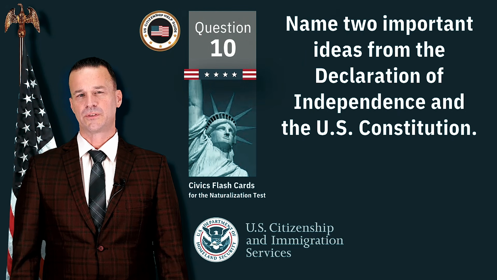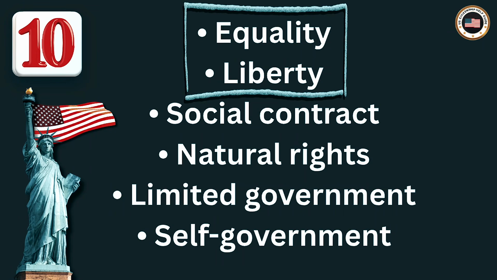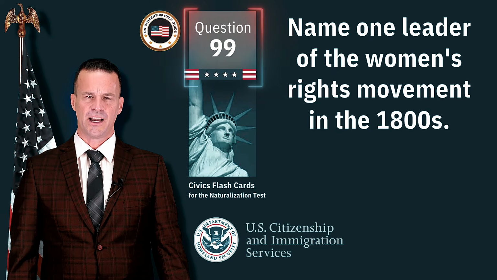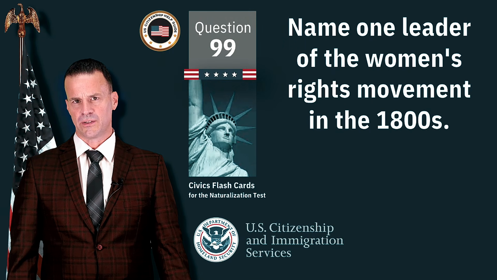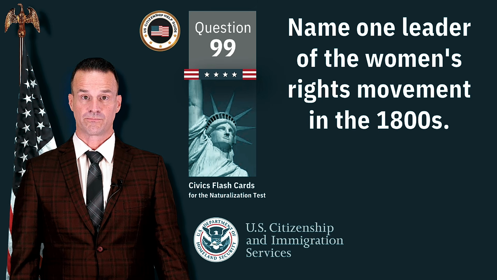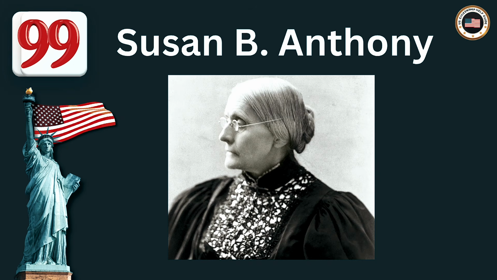10. Name two important ideas from the Declaration of Independence and the U.S. Constitution. Equality and liberty. 99. Name one leader of the women's rights movement in the 1800s. Susan B. Anthony.